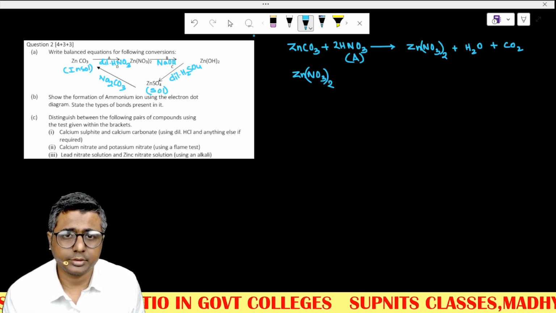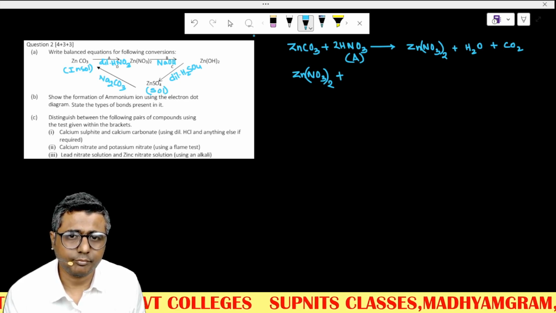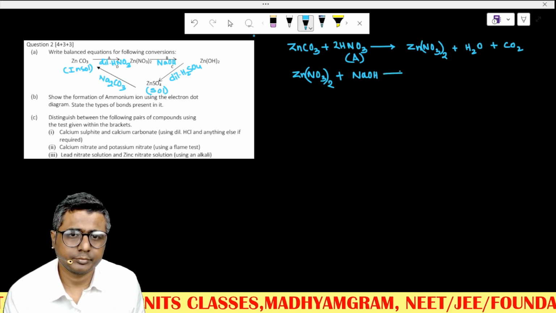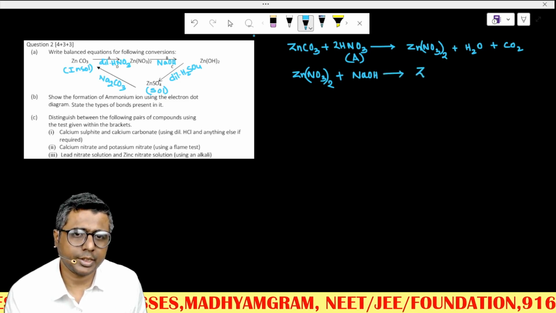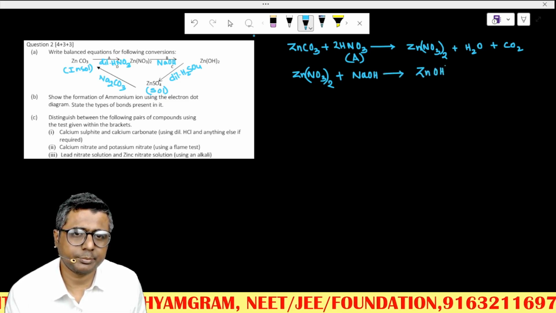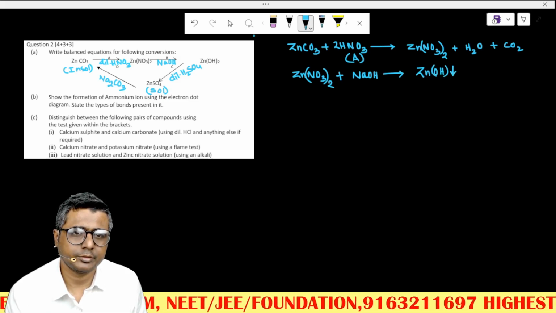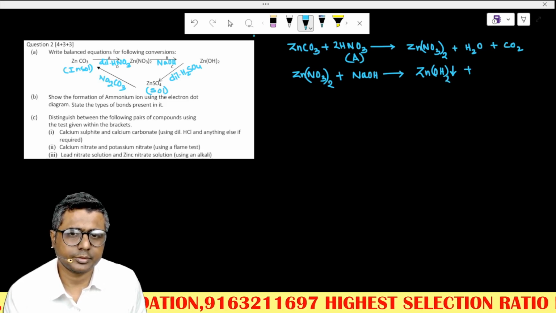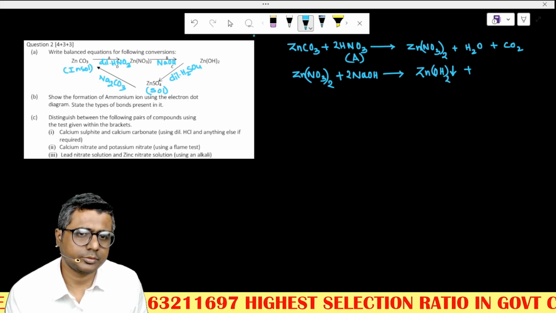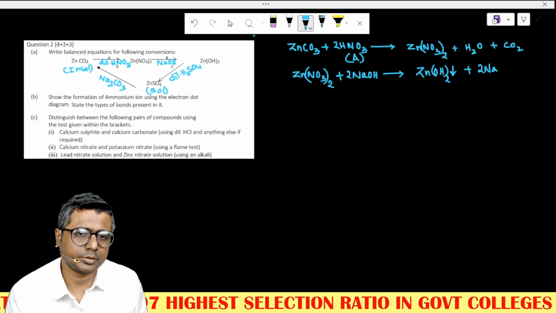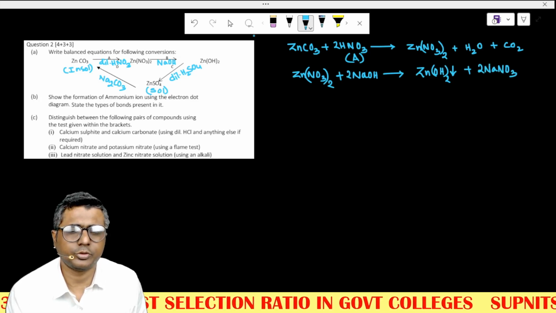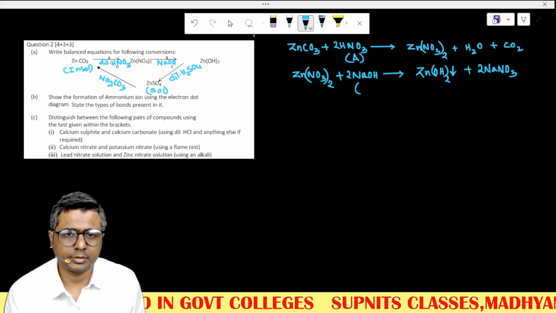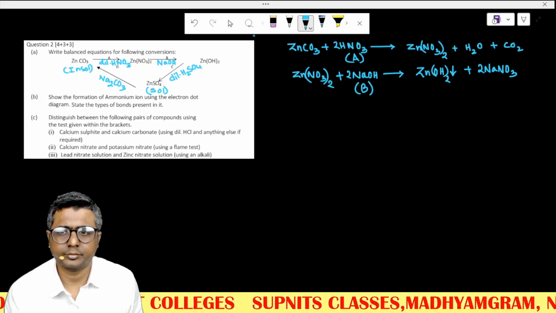Zinc nitrate plus NaOH gives zinc hydroxide, which is a precipitate, we know very well, we show this, zinc hydroxide plus 2 NaNO3. Clear? So this will be my B.